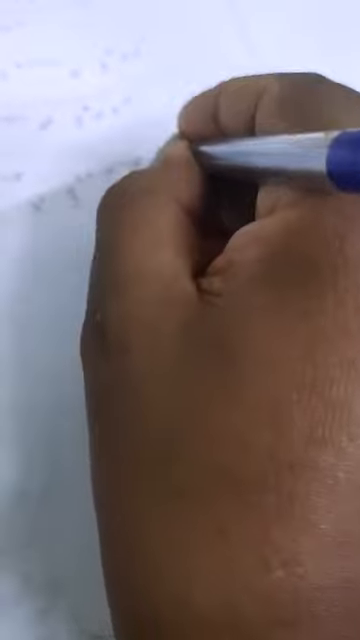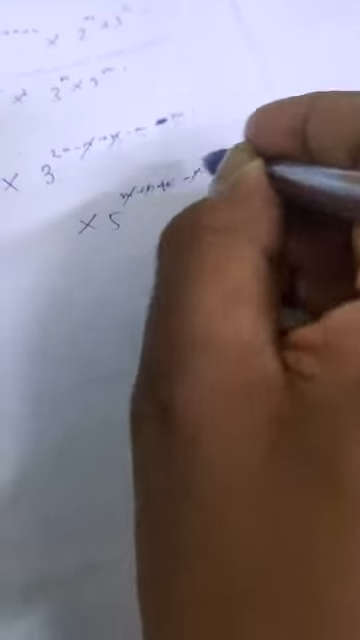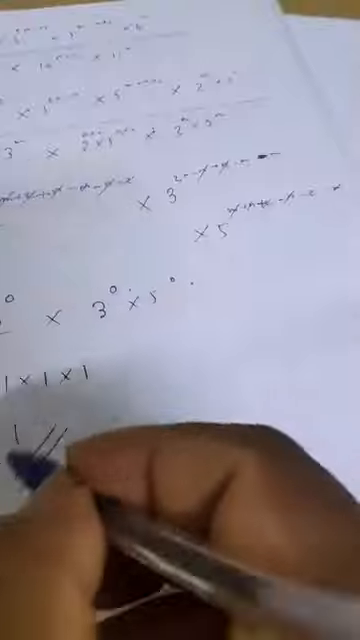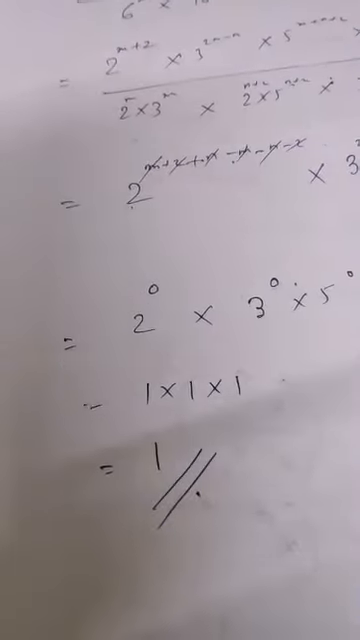Come to 3. What do we have? N cancels. This is 2m, this is minus n, so this one also cancels: 3 to the power 0. Now in this one, m cancels, n cancels, 2 also cancels. So it will be 5 to the power 0. 2 to the power 0 is 1, 3 to the power 0 is 1, 5 to the power 0 is 1. Answer equals 1.